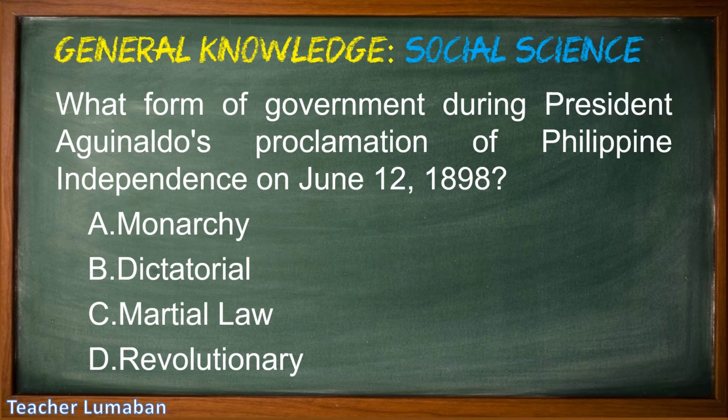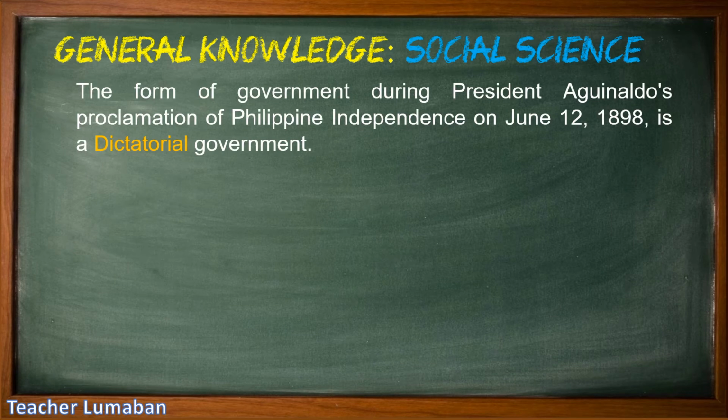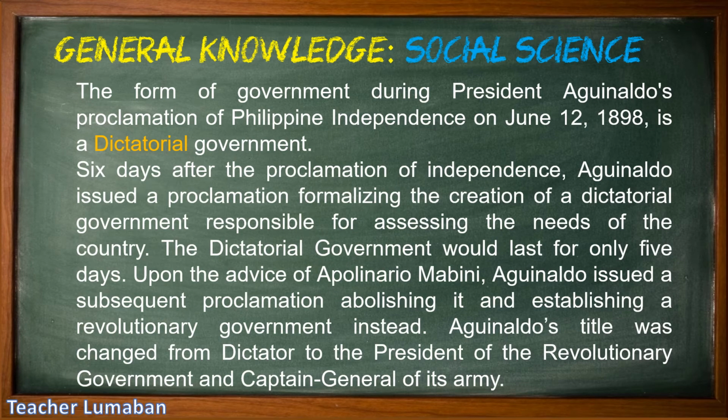The correct answer is letter B. Dictatorial. The form of government during President Aguinaldo's proclamation of Philippine independence on June 12, 1898, is a dictatorial government. 6 days after the proclamation of independence, Aguinaldo issued a proclamation formalizing the creation of a dictatorial government responsible for assessing the needs of the country.